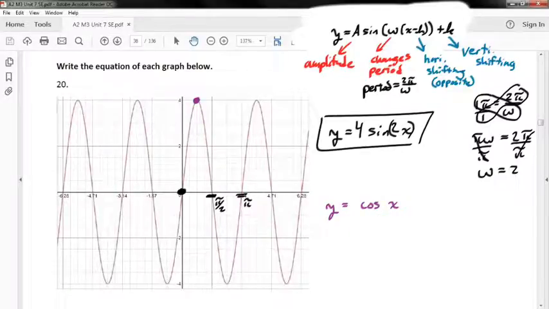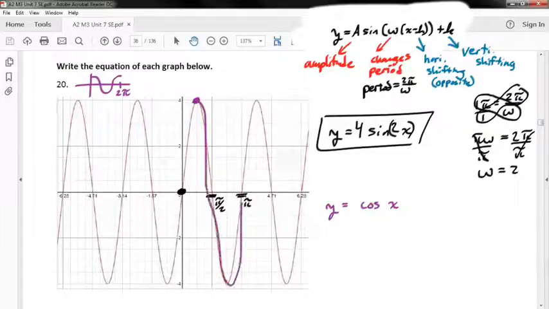Actually, let me just draw the mother function for cosine. Here's the mother function for cosine, up to 2 pi. See where we start? We start at the max on a cosine function. So this must be the starting point for our cosine function. You see how the cosine function makes this bowl shape? If we start right here, we could make our bowl right here. You guys see that? There's your cosine function.